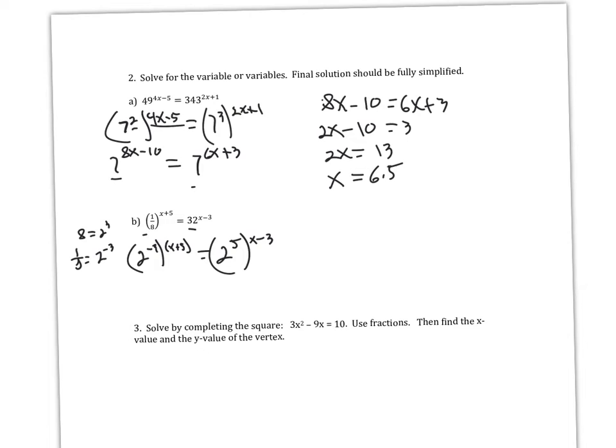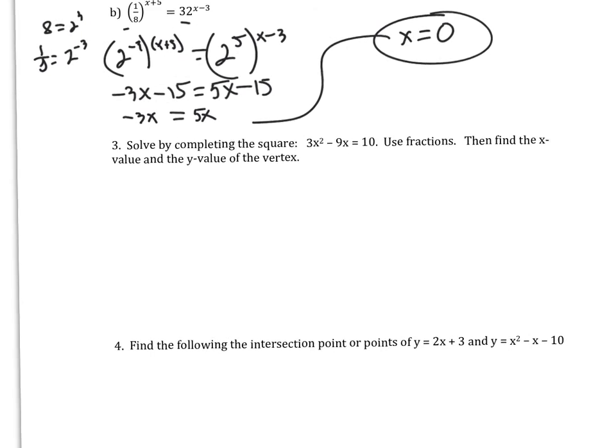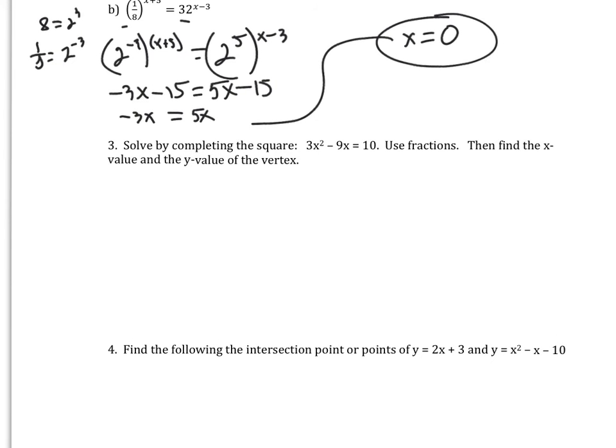So that means we're going to get negative 3 times x plus 5, or negative 3x minus 15, is equal to 5x minus 15. We add 15 on both sides, we get negative 3x is equal to 5x, and that only happens when x is equal to 0. That's our solution.